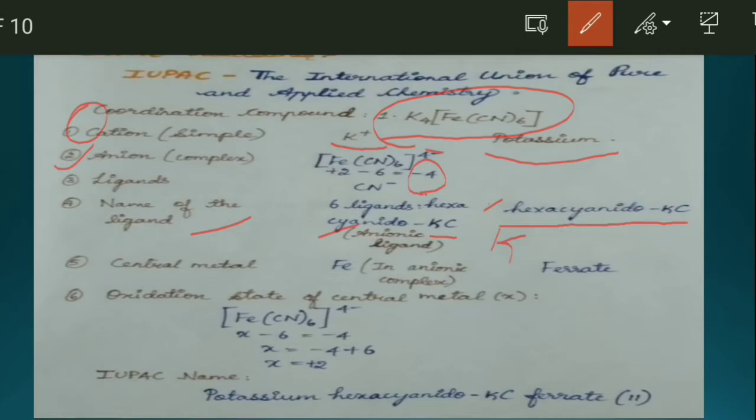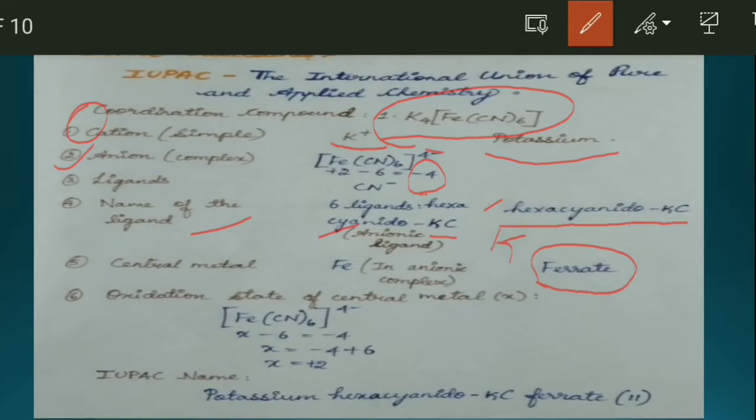Next, what is the central metal ion? The central metal ion is iron. Iron is in an anionic complex. So as per the guidelines, we have to write it as ferrate. Since it is an anionic complex, we have to write it as ferrate. For a cationic complex, we write it as usual, no changes should be done. For a cationic complex, it is simply iron. Here it is an anionic complex, so we are writing ferrate.